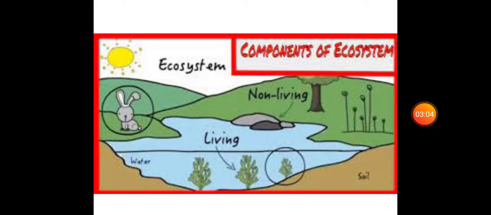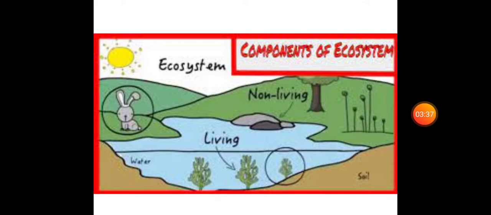So simply, here I have given the diagram. The components of the ecosystem are totally two. One is the living component, another one is the non-living component. You know very well about the living component. They are mainly classified into three types. One is the producer, then consumer, then the last one is the decomposer. These are all examples of the living components.